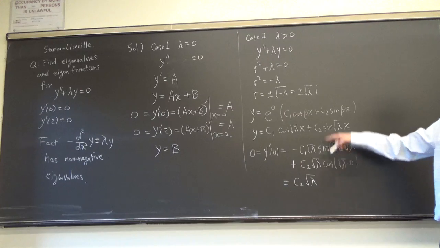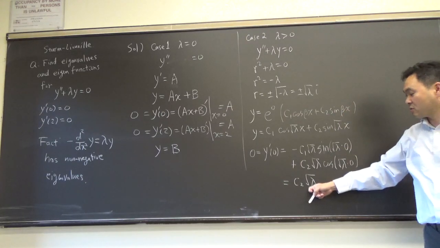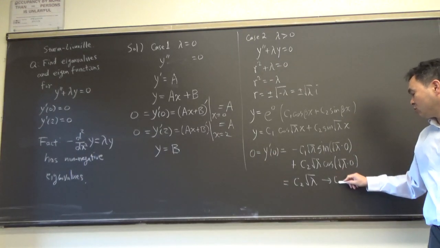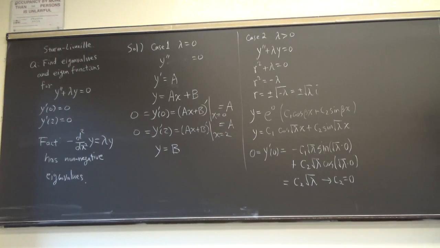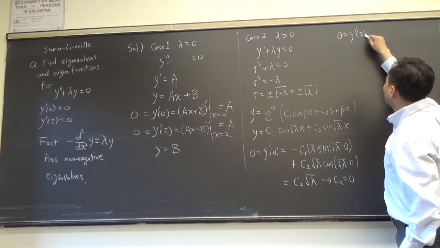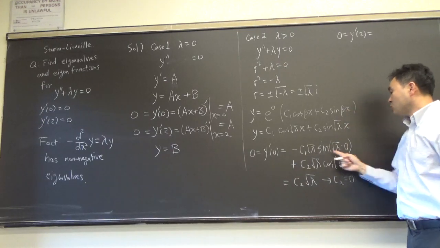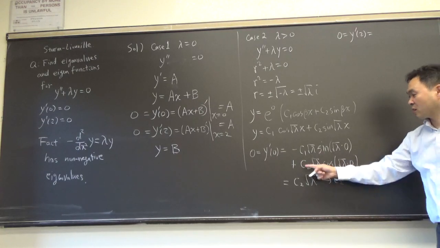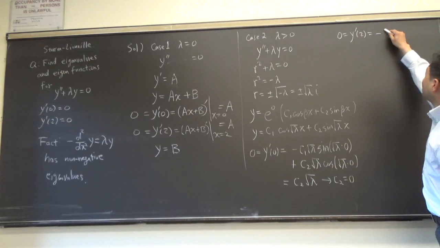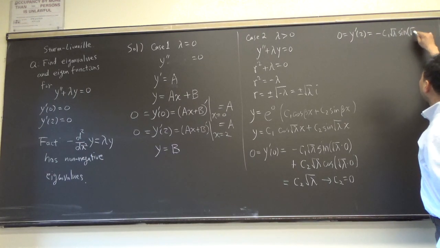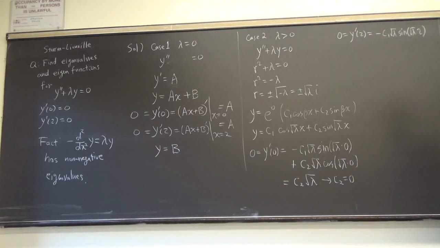Now, we do know that lambda is positive, so this is a non-zero value, so the only way that this could equal 0 would be if c2 is 0. So we have c2 as 0. Now let's apply the other condition, which is y prime of 2 is 0. And it's still the same derivative, except that now we're plugging in 2. Right? c2 is 0, so we're not even going to write this. So we have negative c1 square root of lambda times sine of square root of lambda times 2 equals 0.